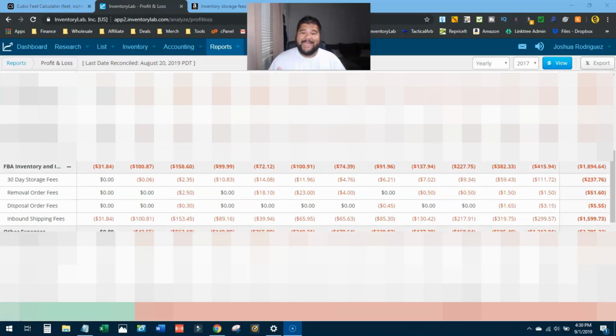Now, to give you a better grasp of how 30-day storage fees can affect your business, in December, I did $12,000 in sales. So out of that $12,000, $111.72 went to 30-day storage fees. That's less than 1% of sales. A very, very small amount, right?